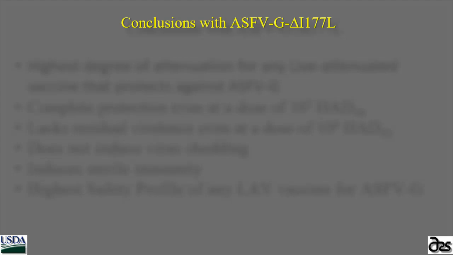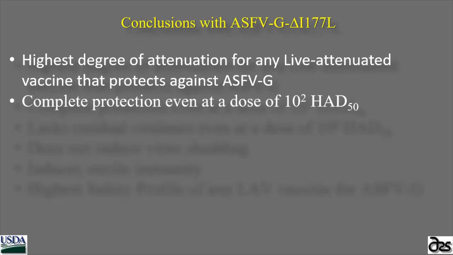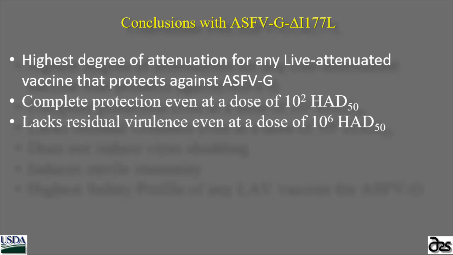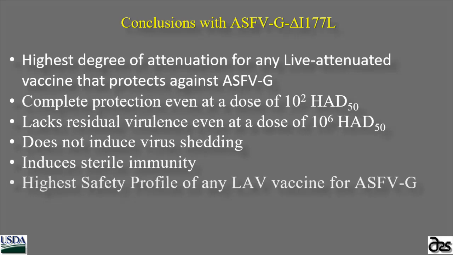So in conclusion, with our new vaccine platform, we saw that we had the highest degree of attenuation for any live attenuated vaccine that protects against the current outbreak strain African swine fever Georgia. We had complete protection even at a dose of 10 to the 2, and it lacks residual virulence even at doses as high as 10 to the 6. This vaccine does not induce viral shedding, induces apparent sterile immunity, and has the highest safety profile of any live attenuated vaccine that protects against African swine fever Georgia.